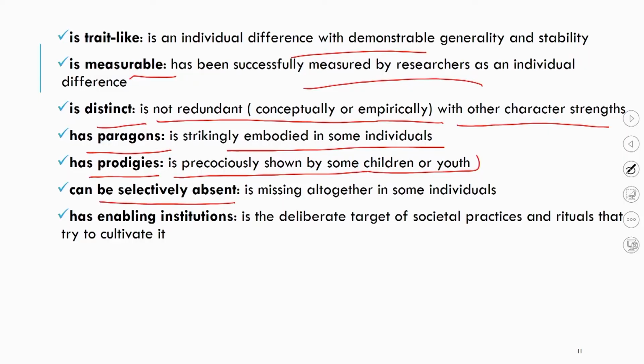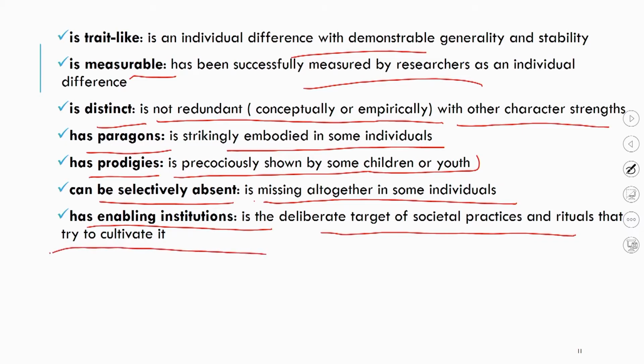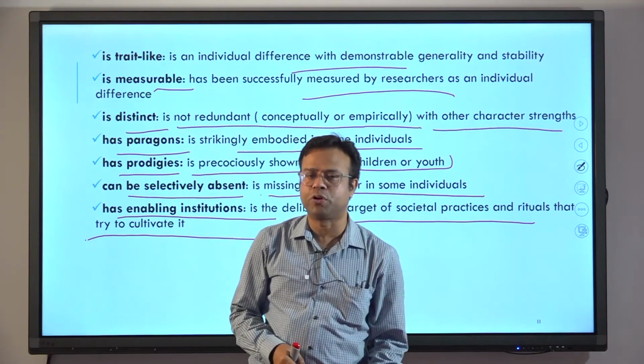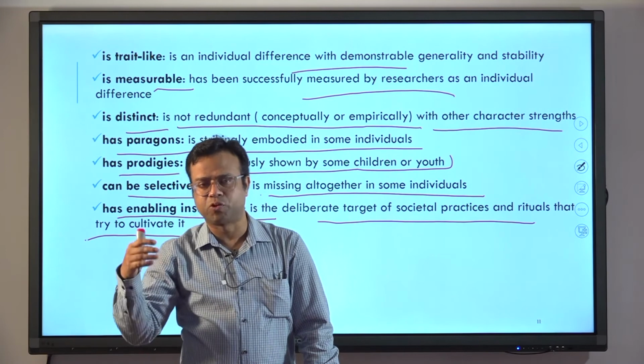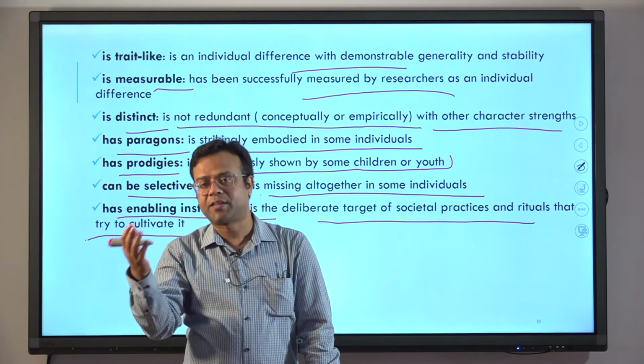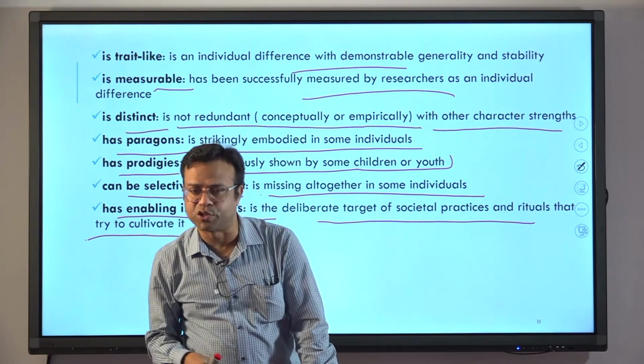Some people may be completely missing these character strengths, or they have enabling institutions. So it is the deliberate target of societal practices and rituals that try to cultivate it. So these character strengths at a larger societal, community and institutional level also have an enabling capacity, in terms of people aspiring to be part of such institutions, societies and so on.